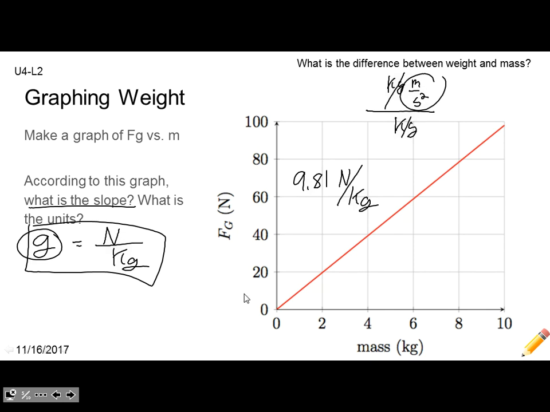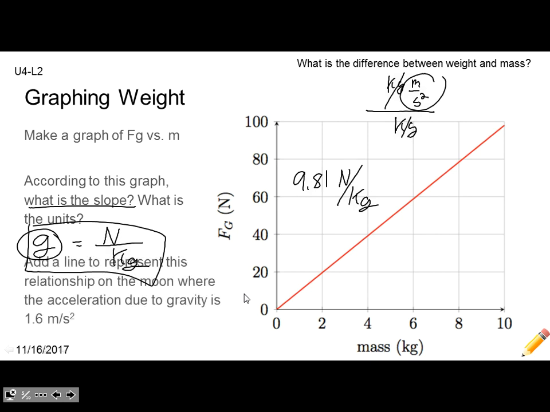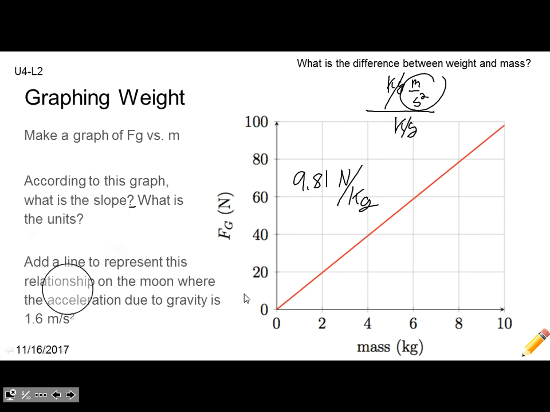All right, so I've got another thing for you to think about. I want you to draw the graph that would represent this relationship, not on Earth, but on the moon. On the moon, the acceleration due to gravity is 1.6 meters per second squared. Take a minute, draw the line on this graph that would represent that. It's 1/6 our gravity, so it's 1.6 meters per second squared. What would that line look like?